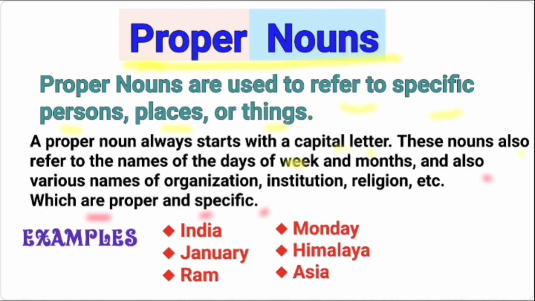And here are a few examples for you. India. India is a country name. January. January is a month name. Ram. Ram is the name of a person. Monday. Monday is the name of a day. Himalaya. Himalaya is the name of a mountain. And Asia. So all these 6 and so many examples show the proper and specific name of the noun. So they are called proper nouns.